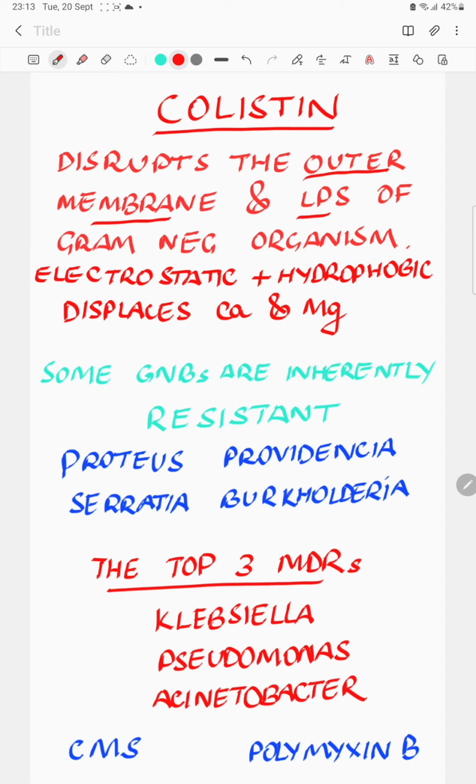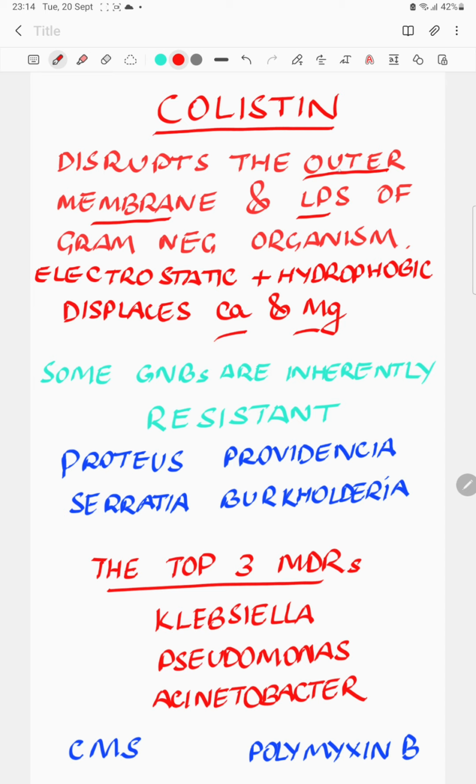It is positively charged and interacts with the negative charges on the LPS. It introduces hydrophobic side chains into the LPS, causes displacement of calcium and magnesium divalent ions, causing disruption of the cell wall of the GNBs, ultimately leading to lysis and then cell death.